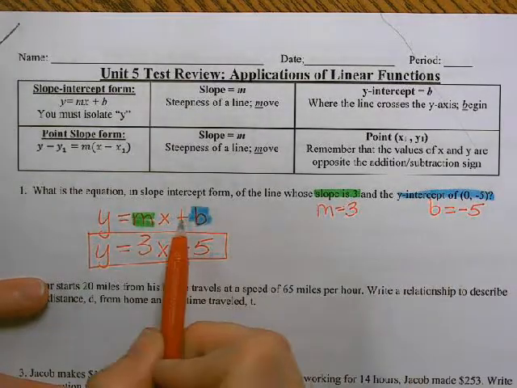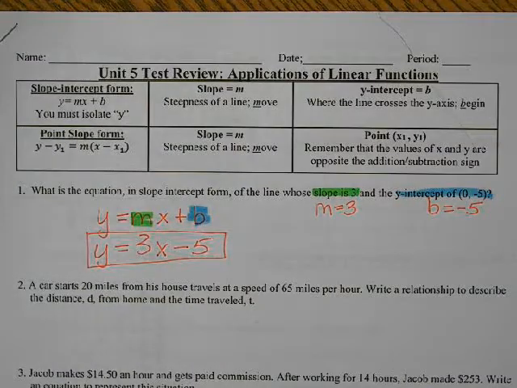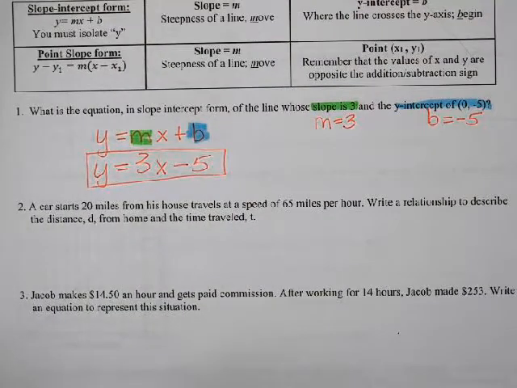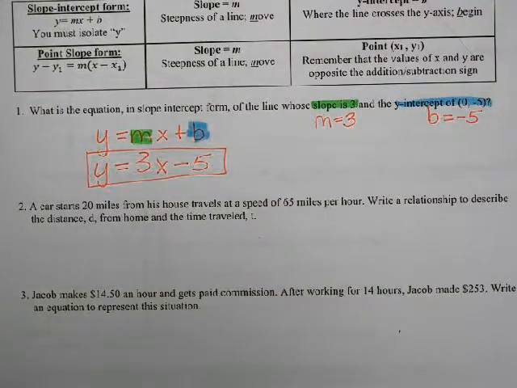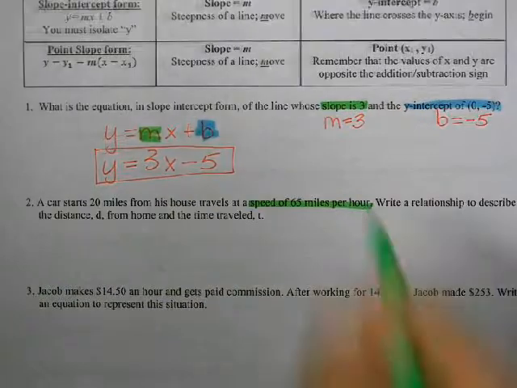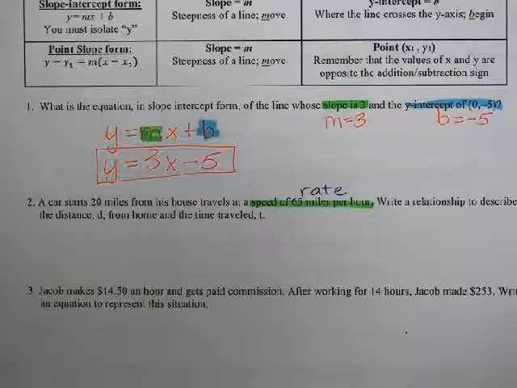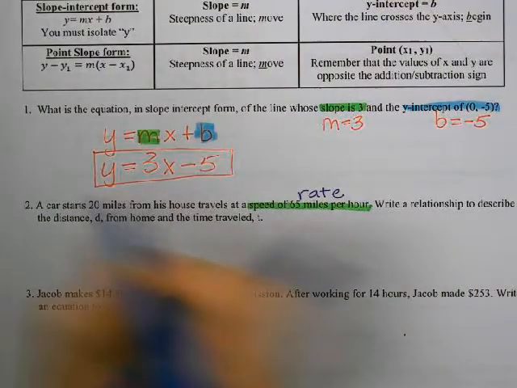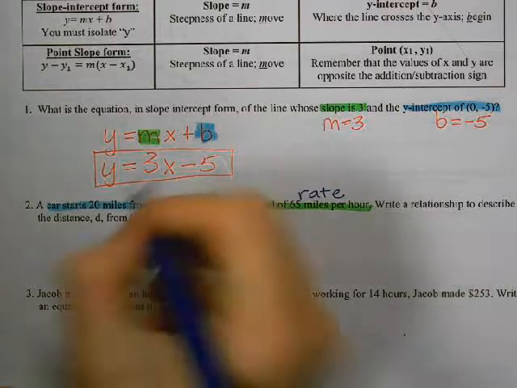So if your b is negative, don't forget, you don't have to say plus a negative, you can just say minus instead. Okay? All right. On number 2, it says, a car starts 20 miles from home and travels at a speed of 65 miles per hour. Okay? So we're going to look at these numbers. So I see 65 miles per hour, and I know that that one is a rate. I know that a car starts 20 miles from home, and that's going to be a start.